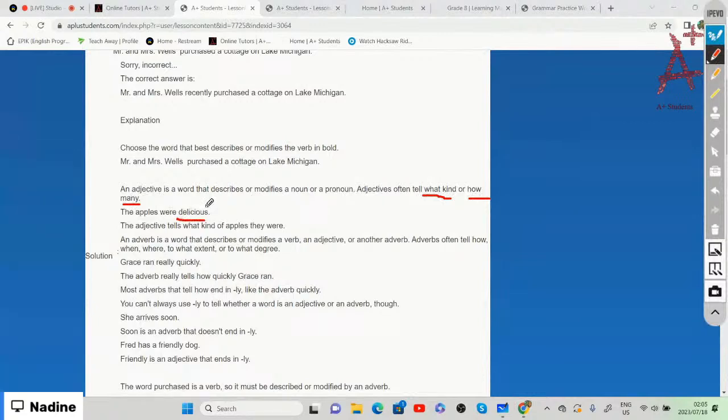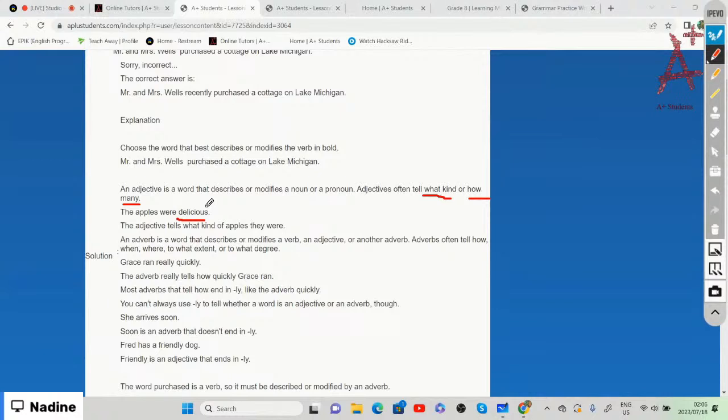So an adjective is a word that describes the noun or the pronoun, or we can say that it modifies the noun or the pronoun, right? That's an adjective. And adjectives often tell us what kind or how many. And we say that the apples were delicious, right? So which means that delicious, which is the adjective, tells us what kind of apples they were, right?